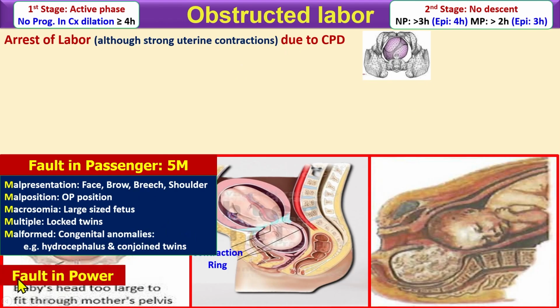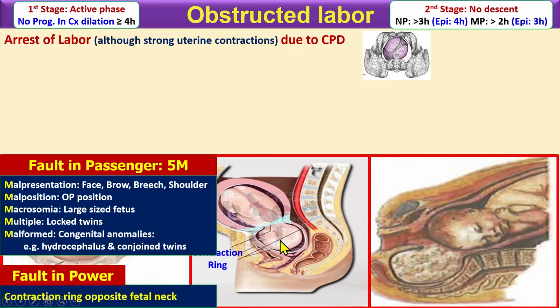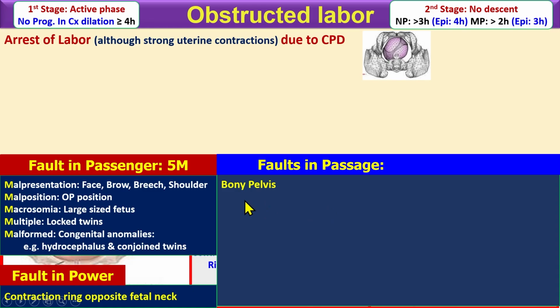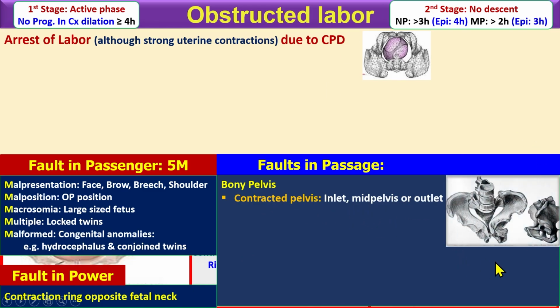And if you look at the fault in the power, as I mentioned, there is a contraction ring around the fetus, so this obstructs the labor. In the fault in the passage, there are some bony components and some soft tissue components. In the bony pelvis, there is a contracted pelvis at the inlet, mid pelvis, or outlet. Here you can see the contracted pelvis, which does not allow the fetus to come out of the birth canal. Also abnormal shapes like android or anthropoid pelvis, and pelvic bone tumors. So these are the faults associated with the bony pelvis.